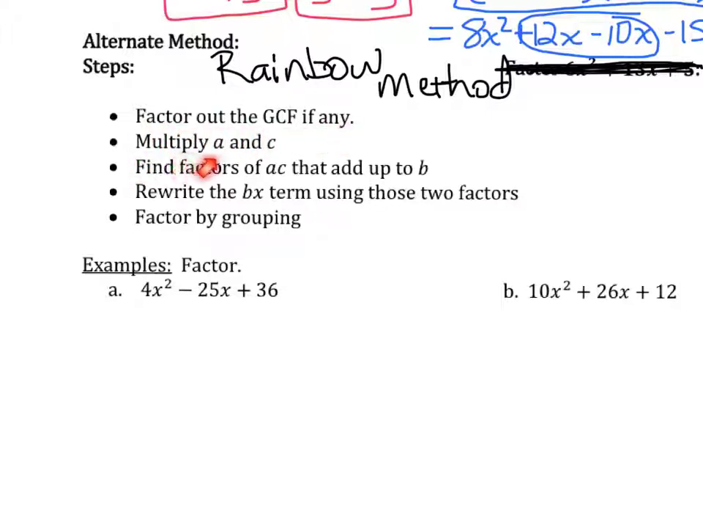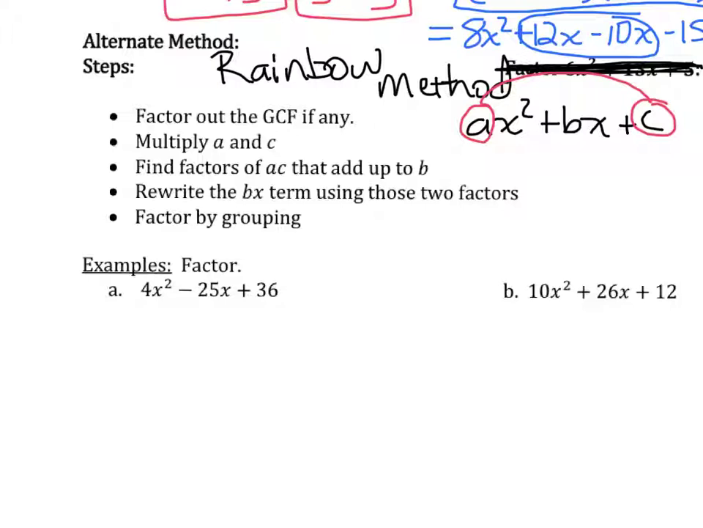Then I'm going to multiply A and C. I always want you to remember that when we're dealing with quadratics, it's in the form ax squared plus bx plus c. These types of polynomial. I'm saying multiply A and C. Whatever my leading coefficient is, I'm going to multiply it by my constant term. And some people write it like that, and that's why we call it the rainbow method.